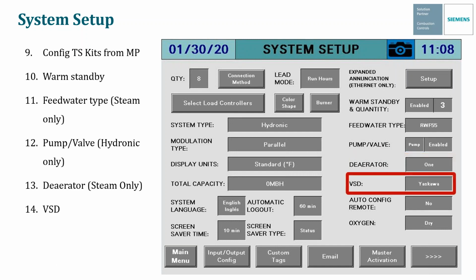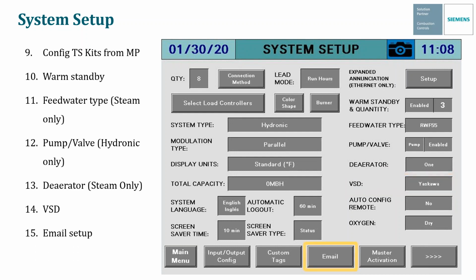If you have VFDs connected to your local boilers and you have those VFDs connected via Modbus to the local touchscreen kit, you can turn that option on here, and that way we will gather data from those VFDs back to the master panel so that it can be used in the processes inside of the master panel or exported to the BMS system.